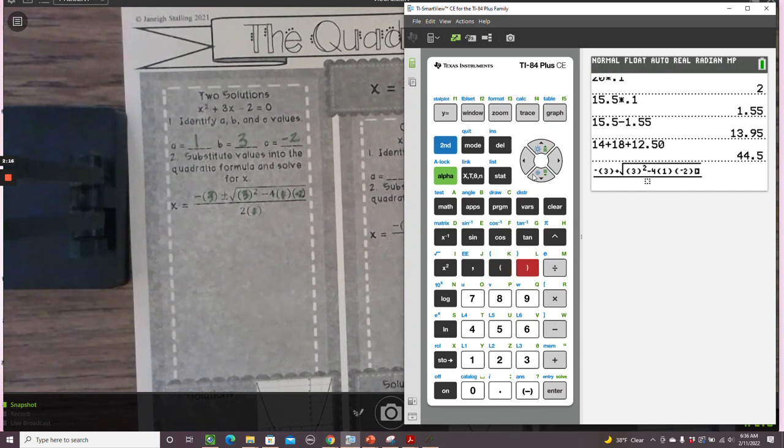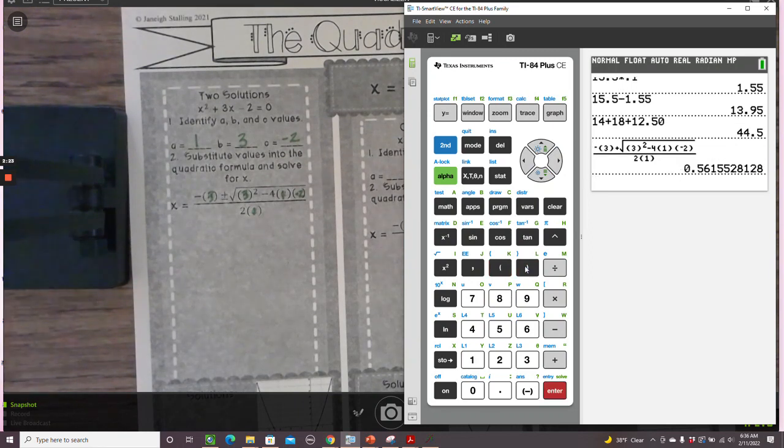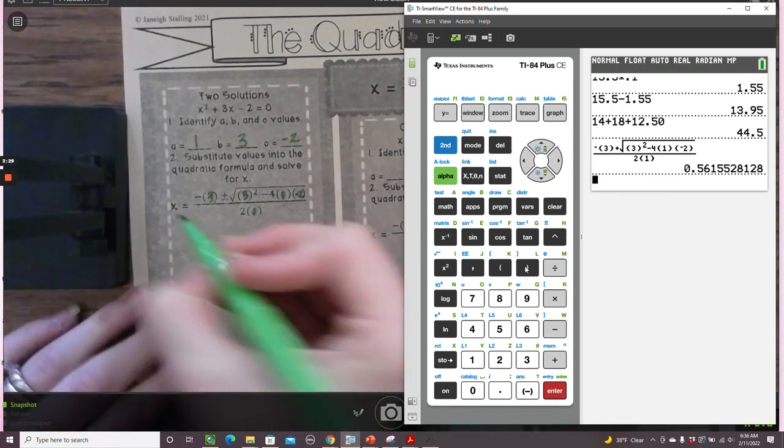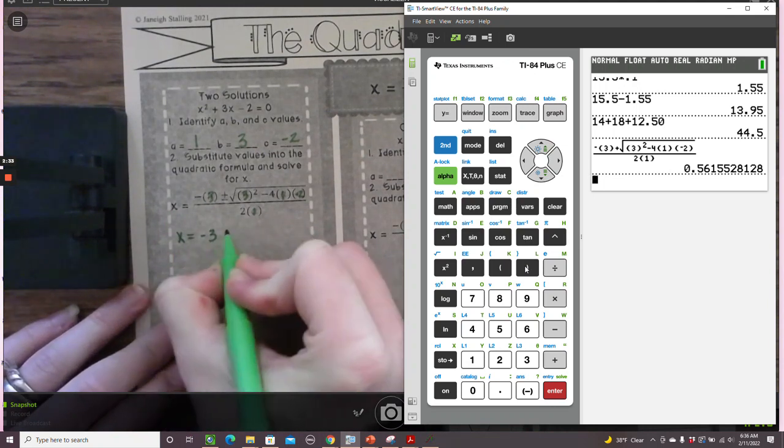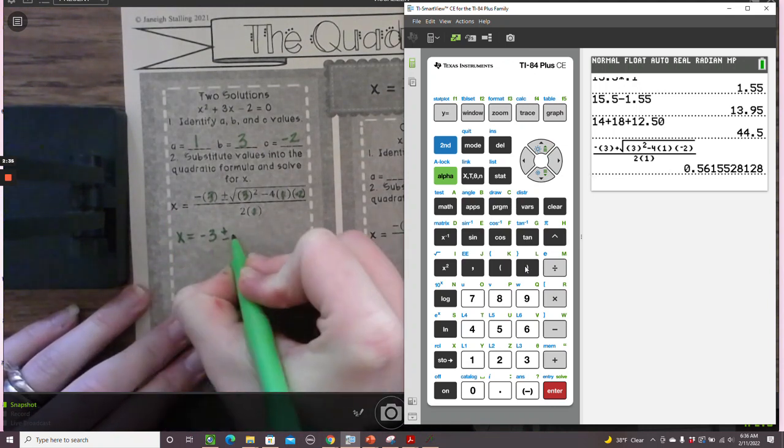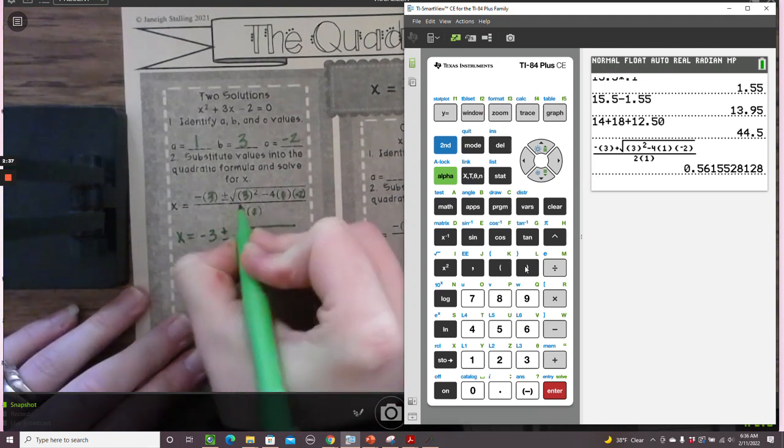But anyways, you can type this whole thing in, 2 times 1. And you can see here that we get this crazy decimal. So we need to do this by hand. So we're going to start off with x equals negative 3 plus or minus, and then our square root. And we're just going to start simplifying this down.